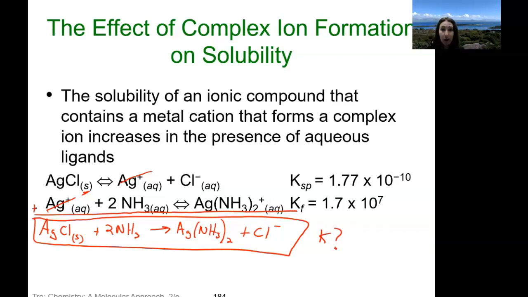Yeah, so remember when we did that in the middle-ish of chapter 14? If you want the K for this equation right here, remember if you add equations, you multiply the Ks. So you would just take Ksp times Kf, and that's going to give you the K for this equation. So we're using that stuff that we did way back when.